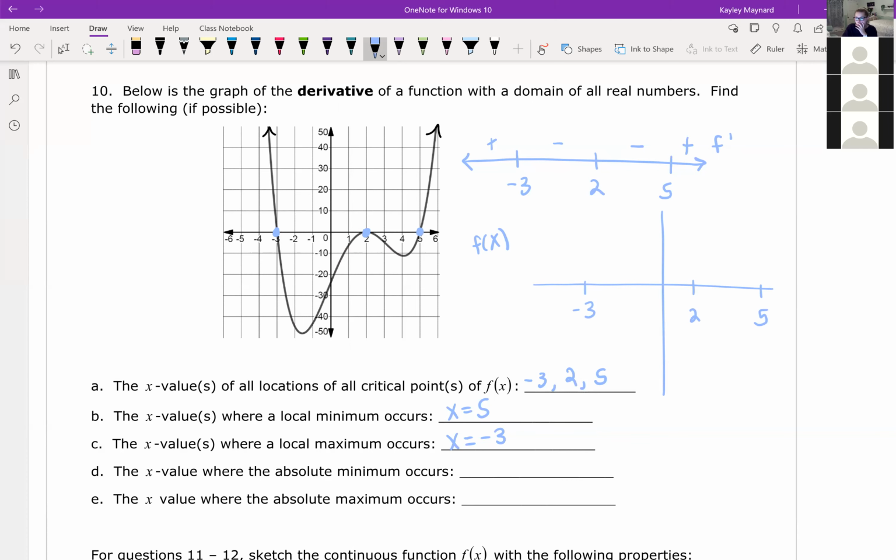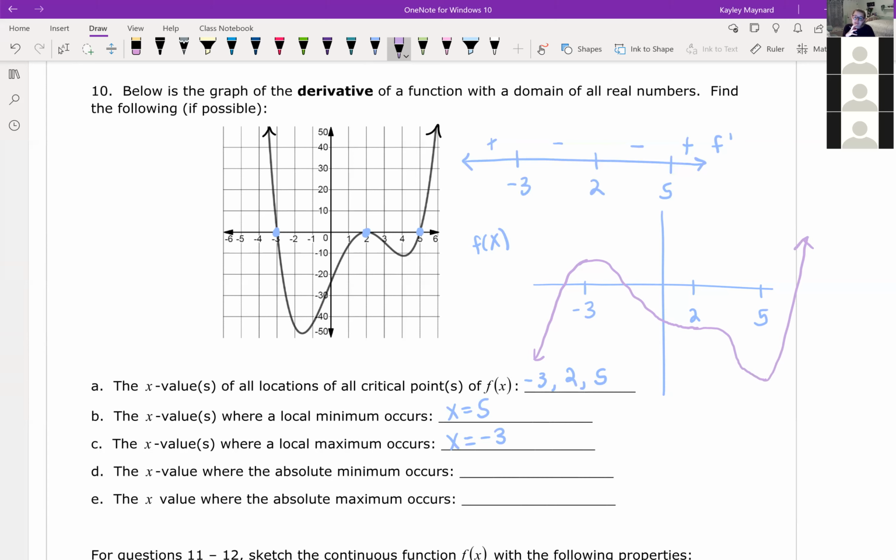Okay, so I know that my function itself is increasing from -infinity to -3. And then I know that at -3, I have a maximum, and then I decrease. So I'm just going to do a rough sketch. It goes up to -3, then I decrease until 2, and I have a derivative of 0 there. But then I keep decreasing until 5, and then I go back to increasing. So based on that information, there is no absolute max or min.